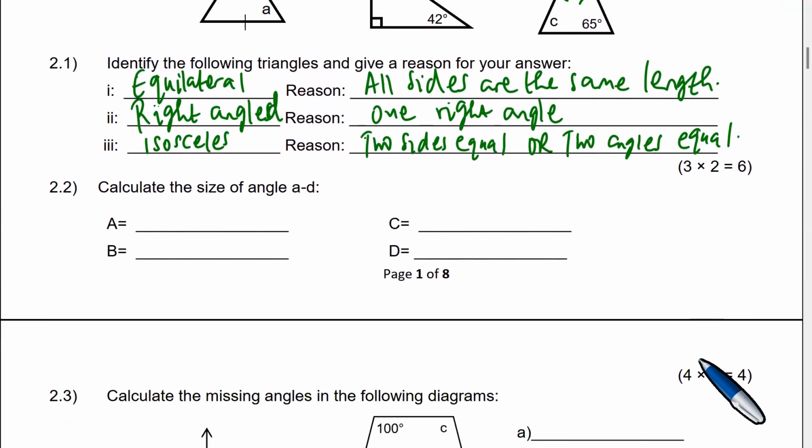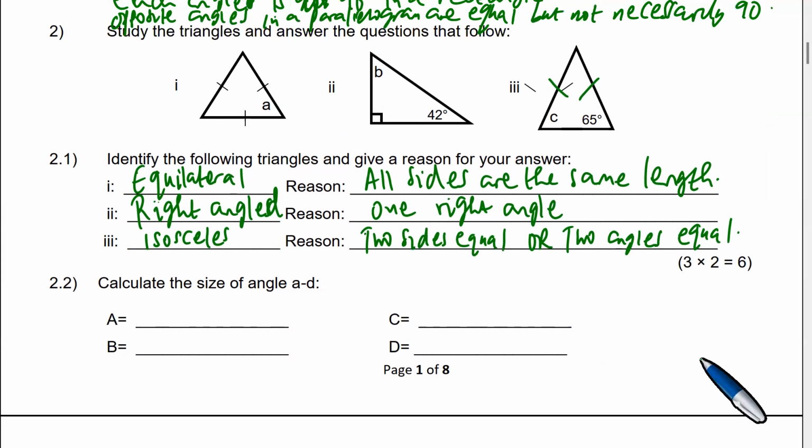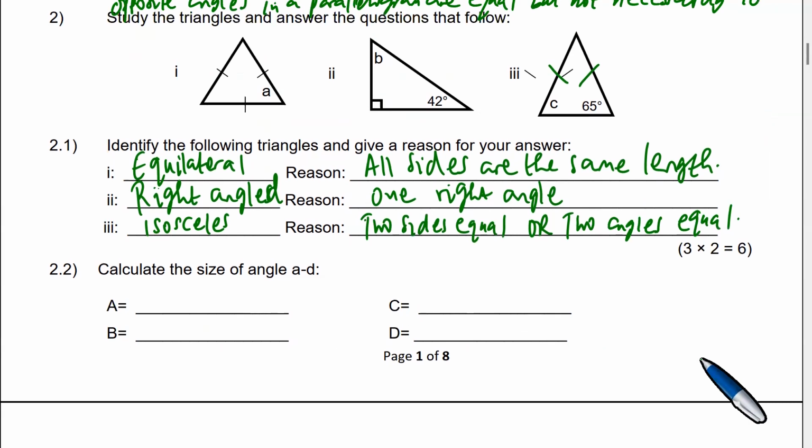Okay, 2.2. Calculate the size of angle A to D, right through to D. Okay, let's check this one. Calculate the size of angle A to D. What is angle A in your view? What is the size? We're looking for the size of angle A. What is the size of this angle?